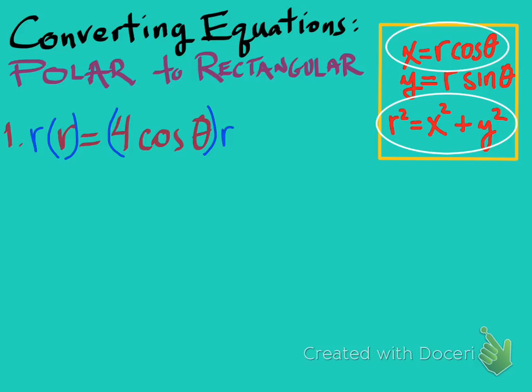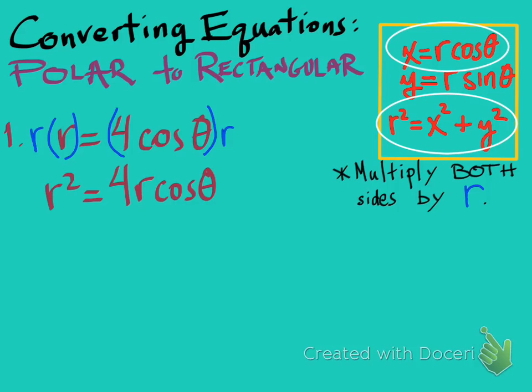And when you do that, you can see on the left side, you'll have r squared. On the right side, you'll see 4r cosine theta. So that's just moving that r in between the 4 and the cosine, so we have r cosine theta. So on the left, we can replace that with x squared plus y squared. There we are. It's done. On the right, you see that we do have this r cosine theta there, which will be replaced with x, and so that equals 4x.